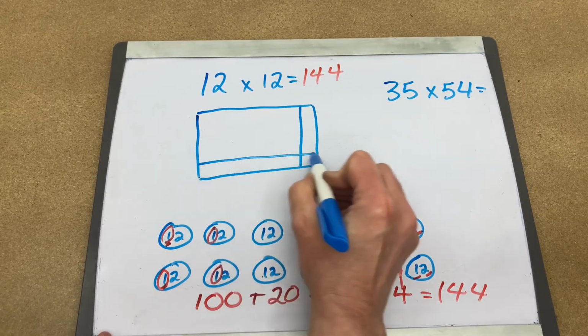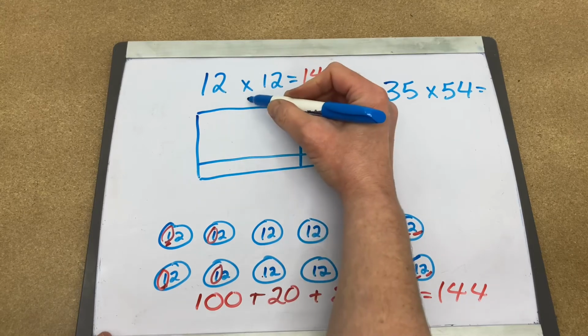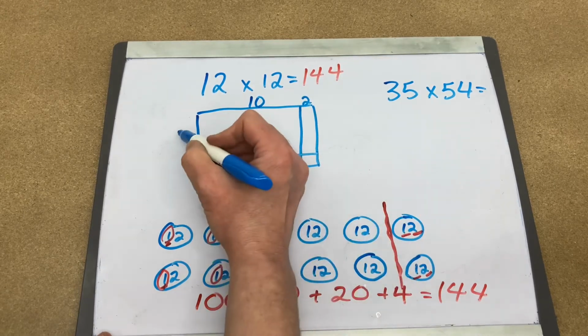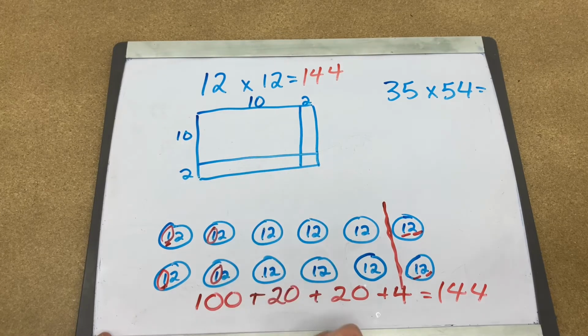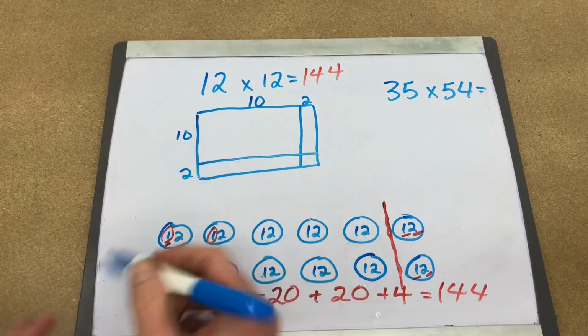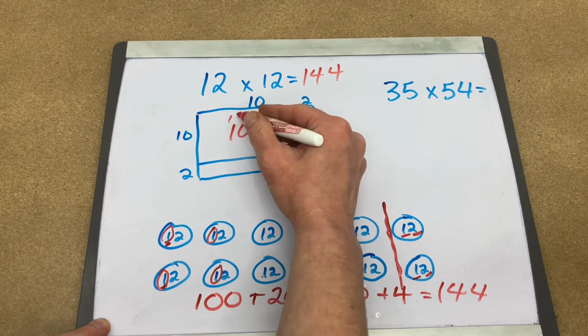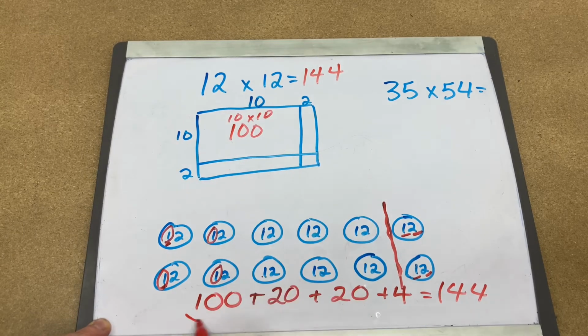of 12 times 12. So if this is 12 up here, I'm going to put 10 and then a 2. 10 plus 2 is 12. And on this side, a 10 plus 2 here. So let's look at that. 10 times 10 is 100. So we'll even write 10 times 10, which is the same 100 as down here.